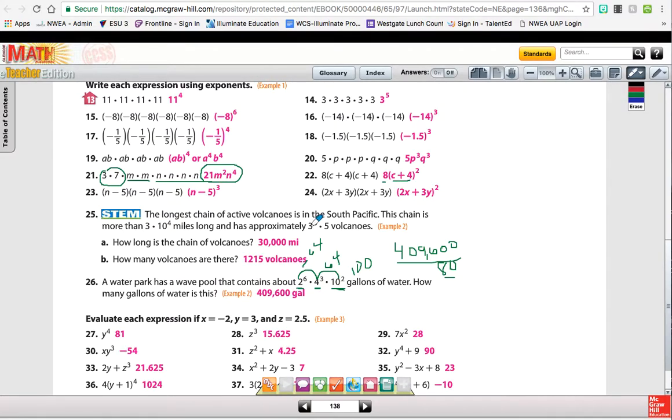But later in the chapter, like I said, we'll talk about some different ways that you can simplify that problem. But for right now, 409,600 gallons is the correct answer, and we got that by expanding each of those exponents separately and then multiplying them.